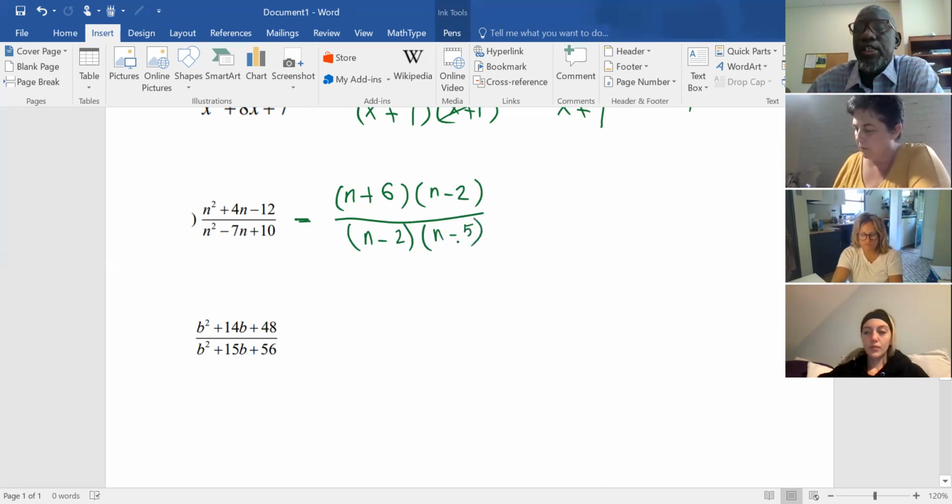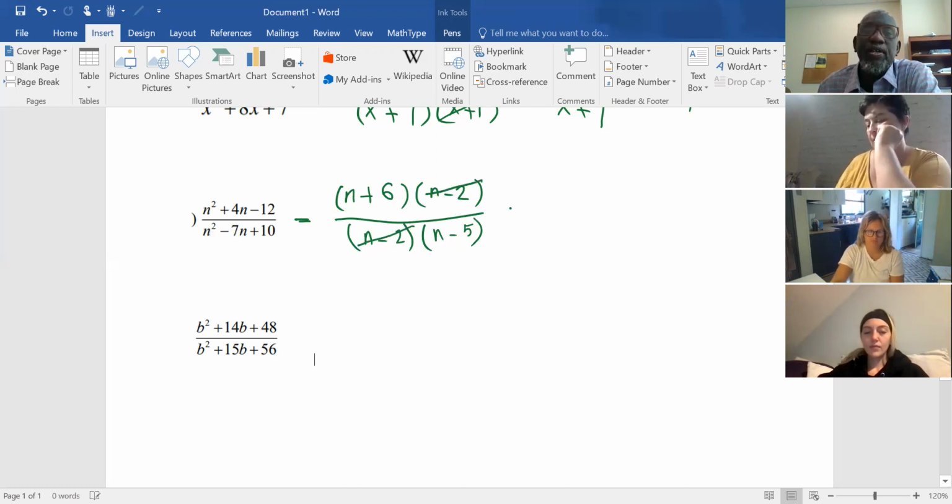Again, same thing. We look for the two numbers that multiply to 10 and that add up to negative 7. Obviously it's going to involve 2 and 5, and they both have to be negative, right? Now, do we see something we can cross out? The n minus 2s, right? I see n minus 2, n minus 2. I cross them out, I get n plus 6 over n minus 5, okay?